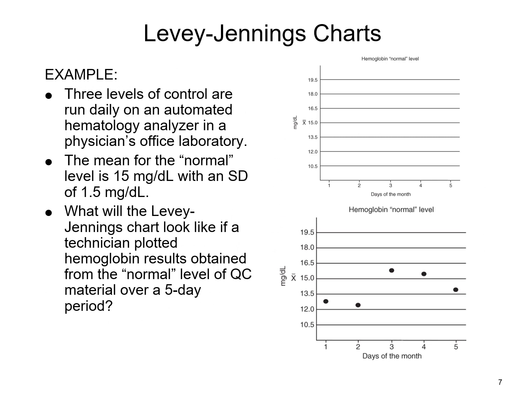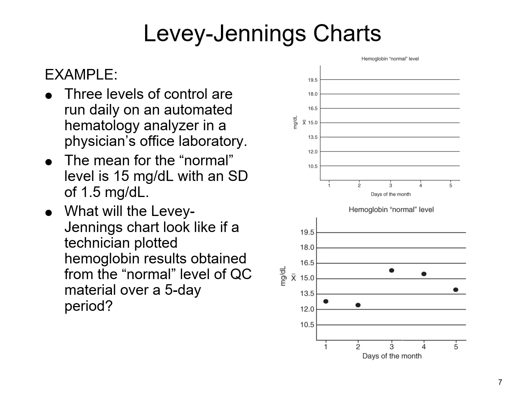So now let's do an example of actually plotting a Levy-Jennings chart. For this particular example, 3 levels of control are run daily, so that's going to be a low, a normal, and a high level for a hematology analyzer in a POL, or a physician's office laboratory.